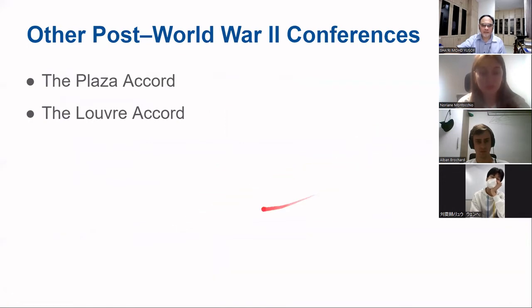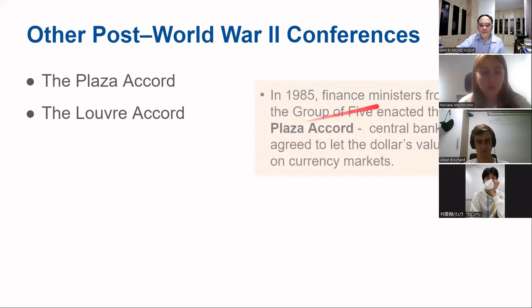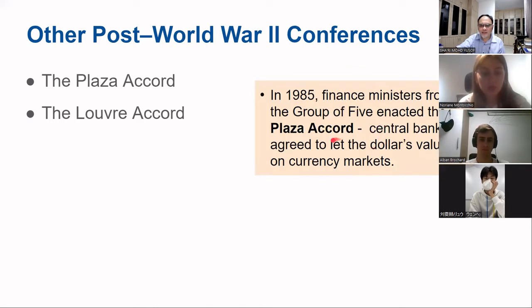So some other post World War II conferences were about creating or stabilizing the international monetary system. For example, the Plaza Accord, whereby the Group of Five enacted the Plaza Accord. The Group of Five is the US, Japan, Germany, France, and the UK.